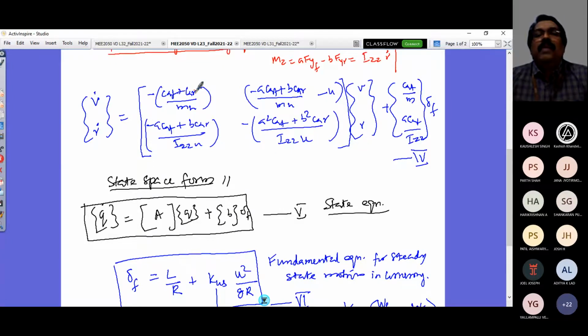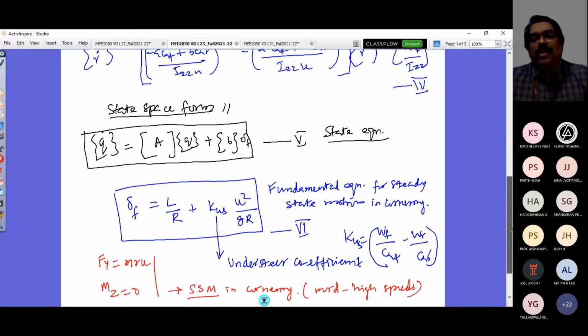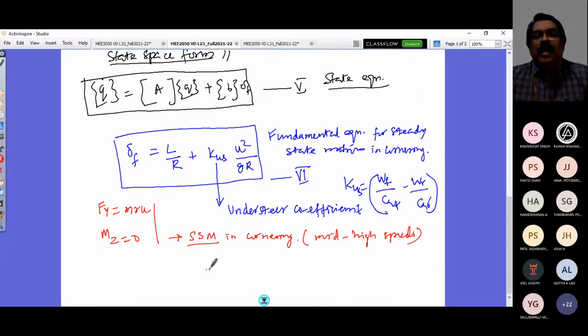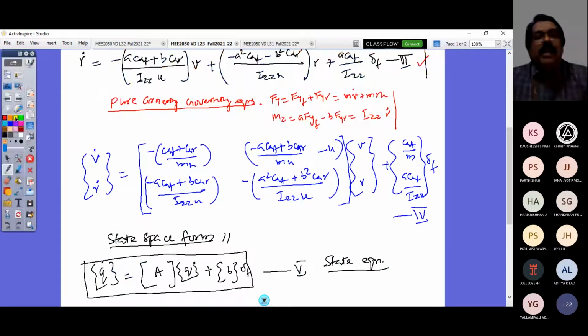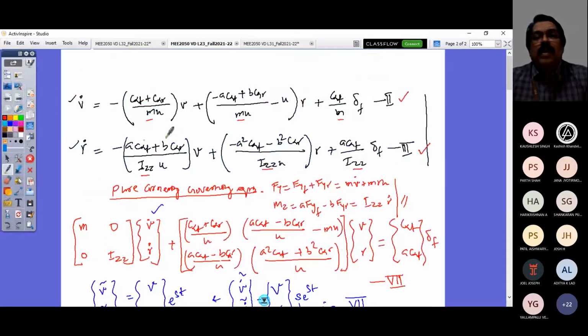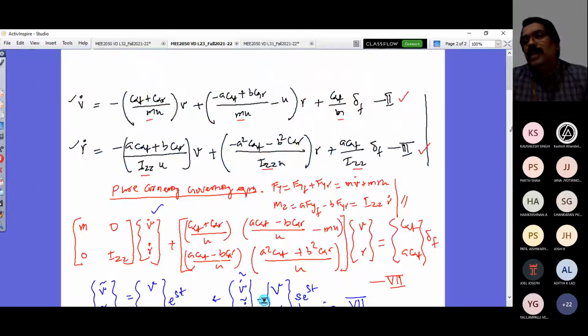And you of course have C alpha F and C alpha R, representing your tire cornering stiffness values, and U is the forward speed. So these are all vehicle parameters, and this state matrix is a very good matrix to characterize our system. Right. So for a steady state cornering, this is that set of equations, and this is essentially nothing but your equation number 6. This we have seen.